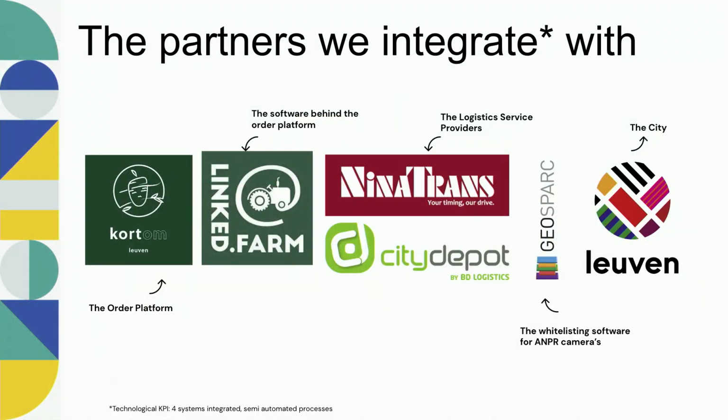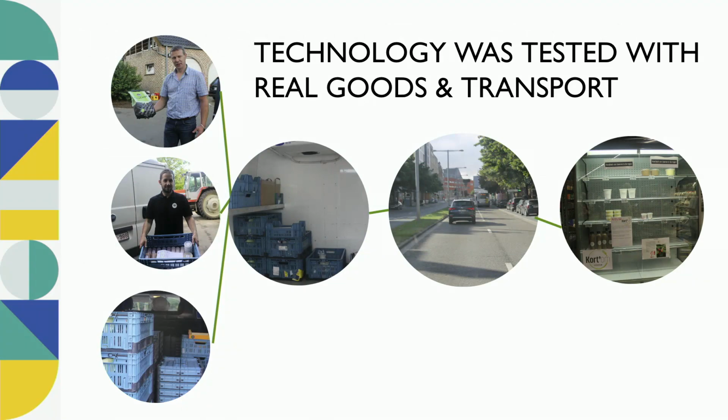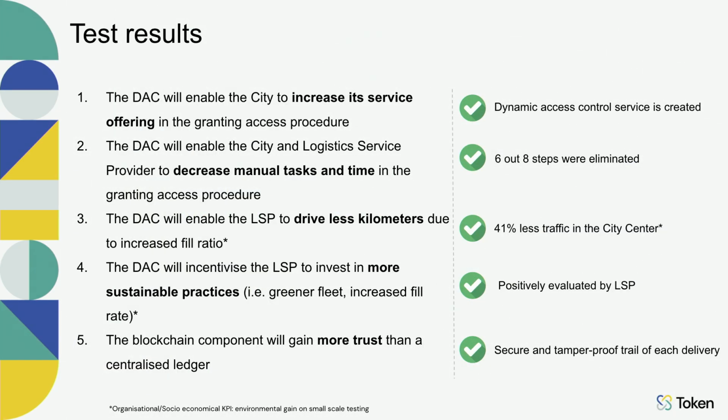These are the partners. I will briefly go over them. It's interesting to see that we connected these parties into the ecosystem because they weren't connected before. So you have the order platform who's working with a software platform where all the orders are registered. Then you have logistics companies in the middle that are really taking out the goods. You have the whitelisting software who is really managing the access to the city, and all of that we connected within the city. We tested that technology in real life in the month of April with real goods entering into the city.